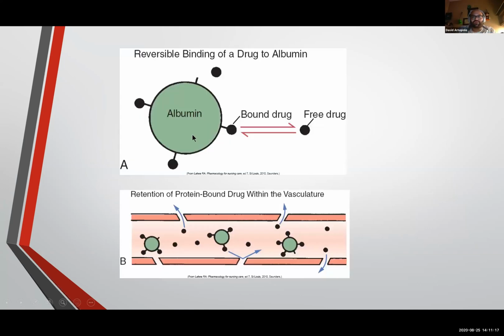This is just kind of showing the albumin, the protein. When you think about this, an analogy that was told to me, and I love this, was to think about unbound medications as a teenager with no curfew and a key to a Mustang. They don't know where they're going, they just are going.